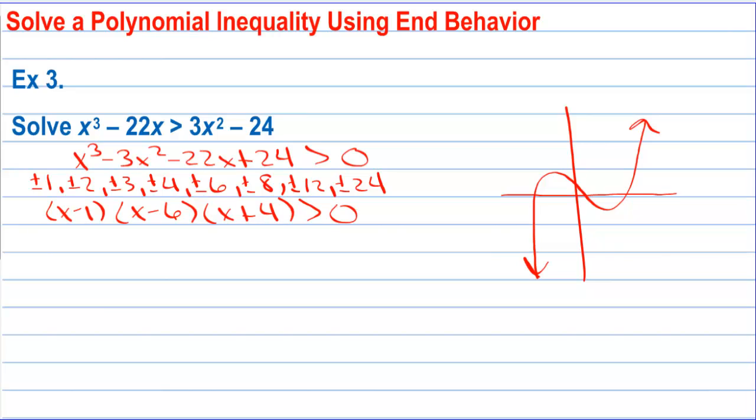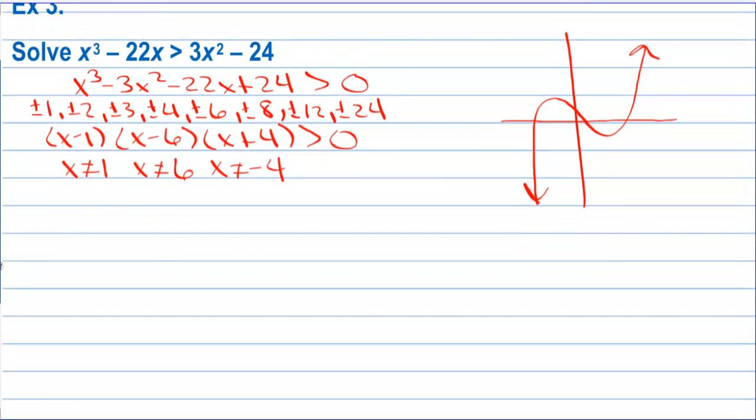So the zeros are 1, 6, and negative 4. And I wrote can't equal those because we're not allowed to equal 0. So we'll throw those on a number line. To the farthest left is negative 4. Then we have 1, and then we have 6.